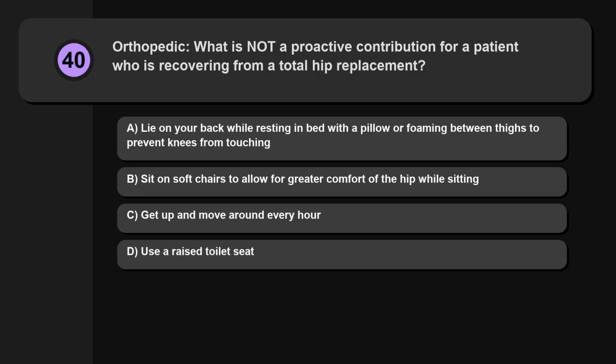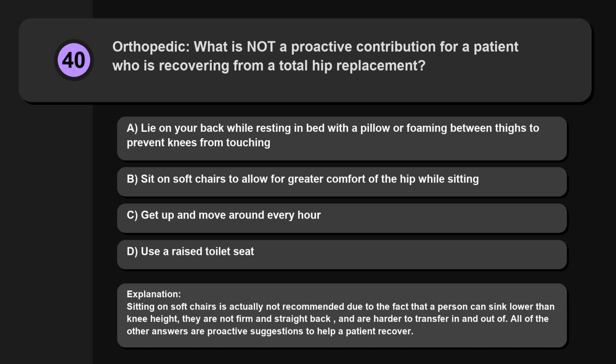Question 40. Orthopedic. What is not a proactive contribution for a patient who is recovering from a total hip replacement? Option A, lie on your back while resting in bed with a pillow or foam between thighs to prevent knees from touching. Option B, sit on soft chairs to allow for greater comfort of the hip while sitting. Option C, get up and move around every hour. Option D, use a raised toilet seat. The correct answer is option B.